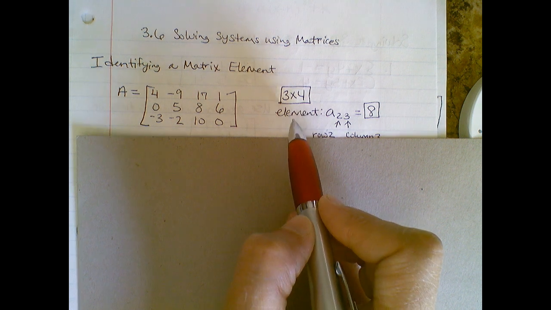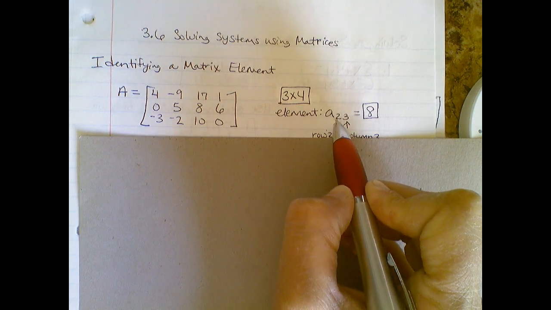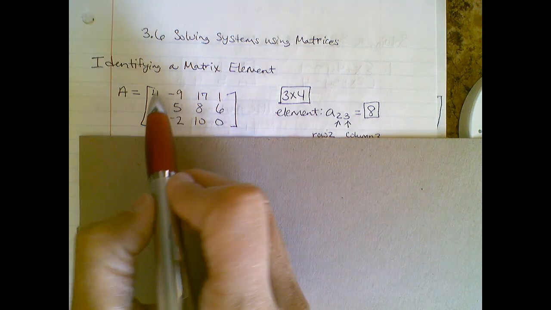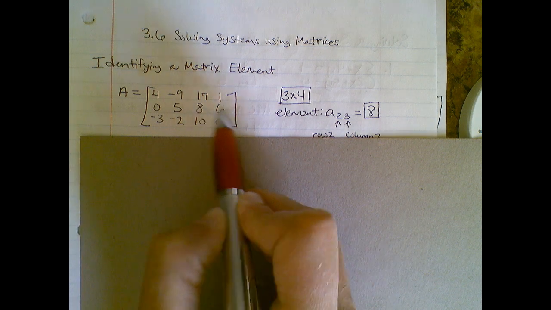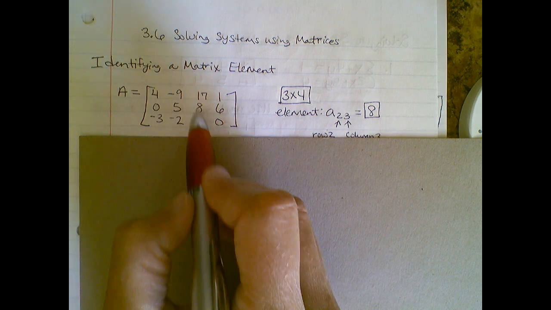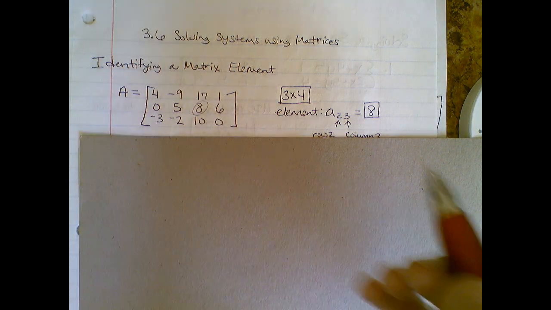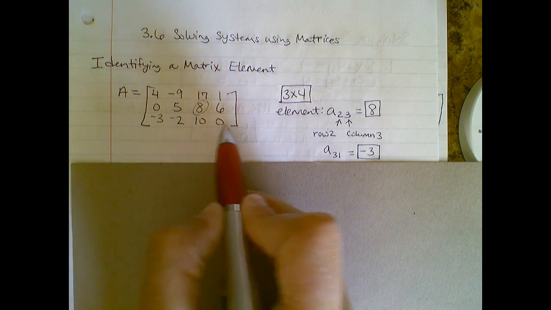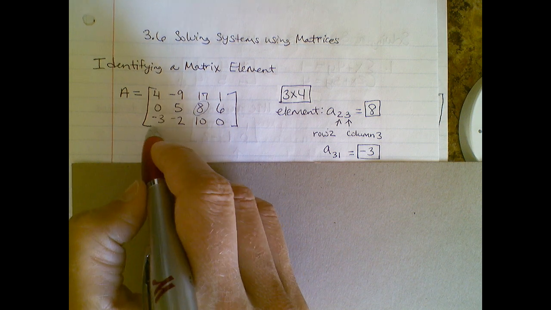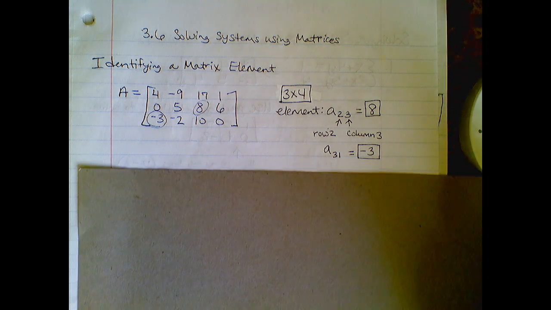If I wanted to know an element, this is saying in matrix A, what is in the second row, third column. If I go to the second row, the middle row right here, third column, so column 1, 2, 3, it would be an 8 there. So 8 would be the element in that slot. Let's try another one. I want to know third row, so 1, 2, 3, third row, first column. There would be a -3 in that spot.